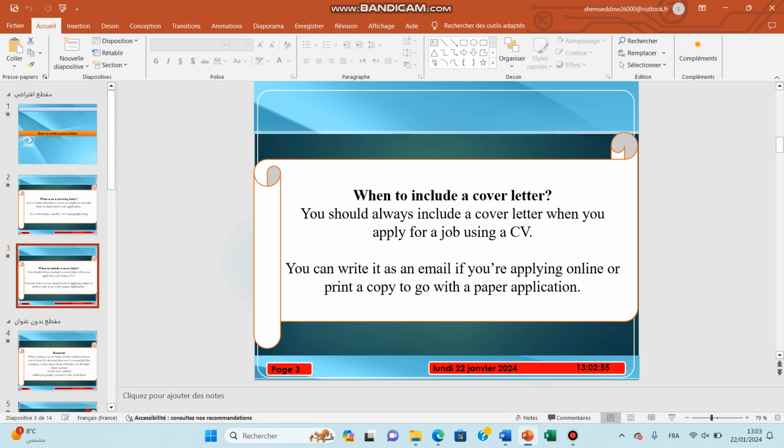So when to include a cover letter. You should always include the cover letter when you apply for a job using a CV. CV is the abbreviation of curriculum vitae. So CV and cover letter are jointly linked, so you must include them whenever you apply for a job. You can also write it as an email if you're applying online or print a copy to go with a paper application.